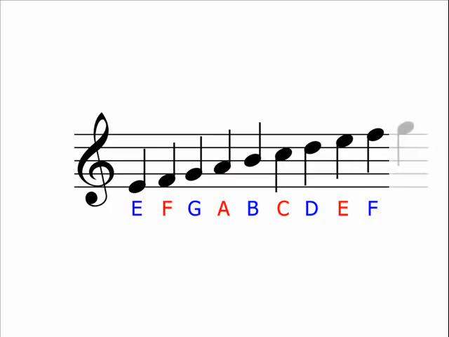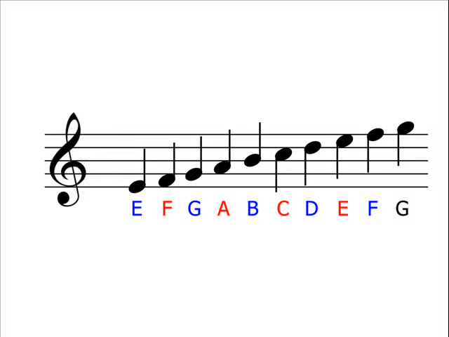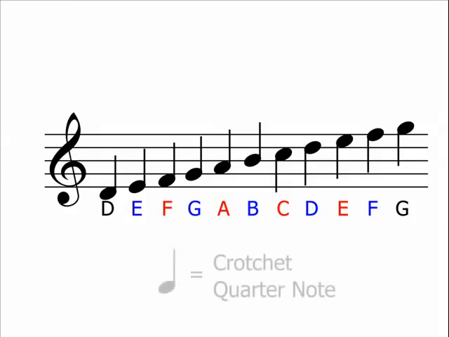So if I added this note, as it sits after the F, we take the next note in the musical alphabet, which is G. The pattern obviously goes backwards as well. If I added this note, as it is before the E, we take the previous note of the musical alphabet. So it's a D. Before we go any further, just be aware that on this stave I've only shown the note names below crotchets or quarter notes.